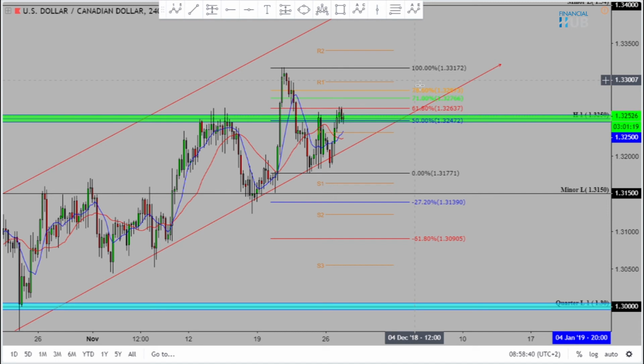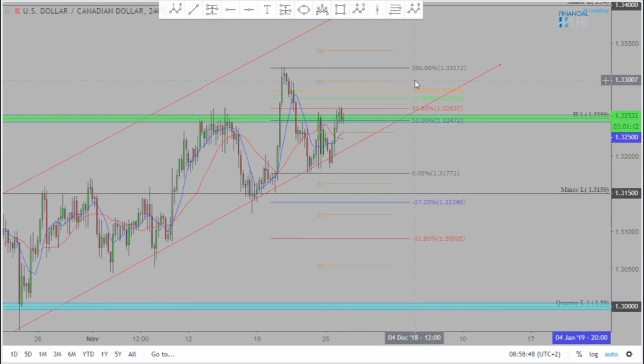But that's my insight on USD/CAD. I'm betting against the majority, and I don't think we'll be going long to the 1.35 mark as many people would be expecting on this pair.